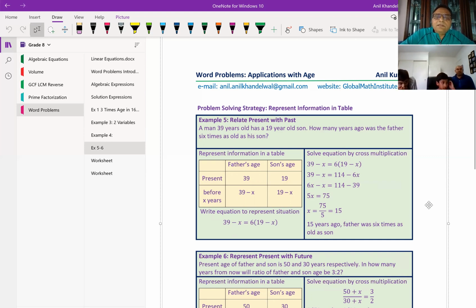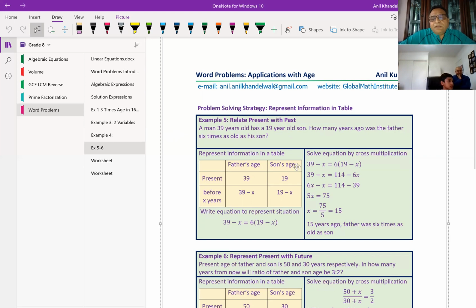A man 39 years old has a 19-year-old son. So that is your current situation, the present values. How many years ago was the father 6 times as old as his son, right? So this man is definitely the father because we are saying a man 39 years old has a 19-year-old son. How many years ago means you'll take away years. Was the father 6 times as old as his son.